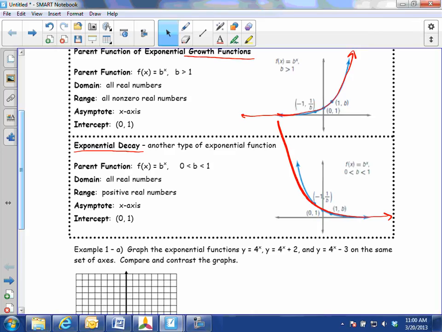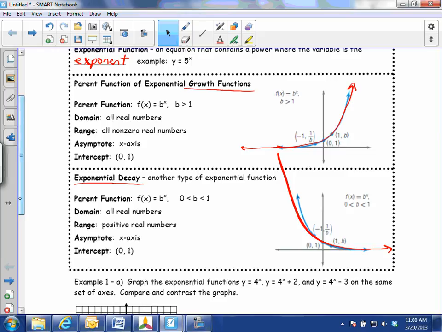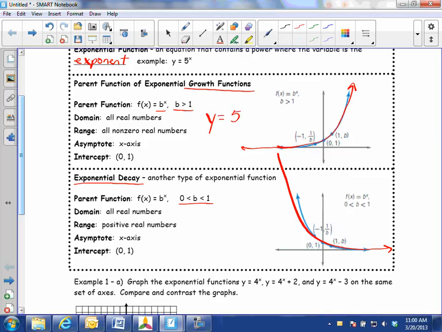Okay? Notice that for exponential growth, our base number b, whatever that constant is, is going to have to be greater than 1. But if it's decay, then it's between 0 and 1. So in other words, if I had something like y equals 4 to the x, I know it's going to be a growth function. But if I had y equals a fifth to the x, then I know it's going to be decay, because it's between 0 and 1. Does this make sense so far?